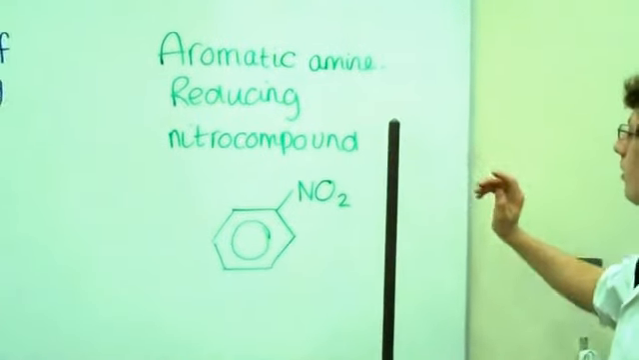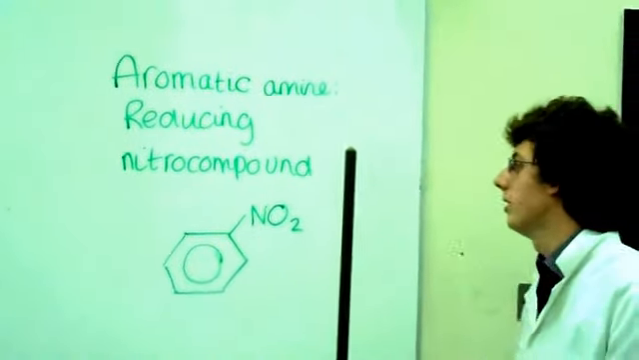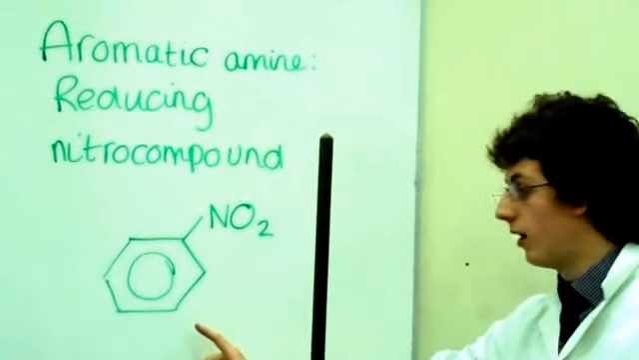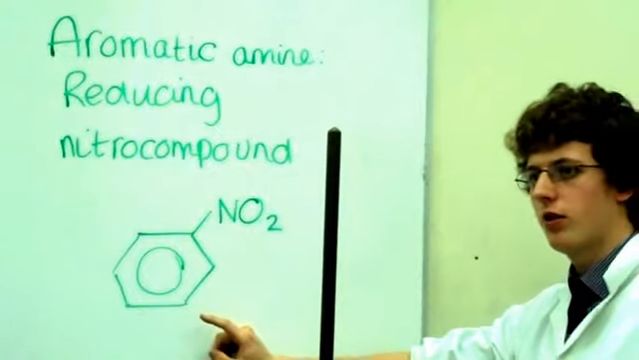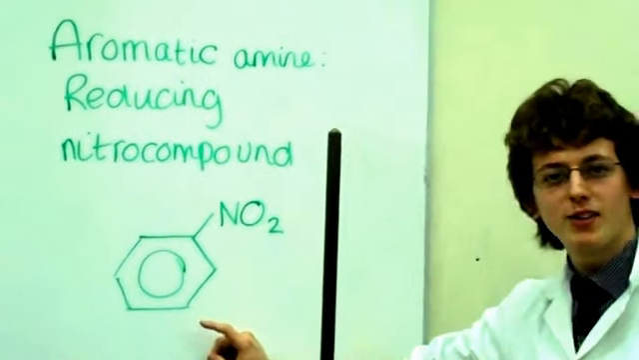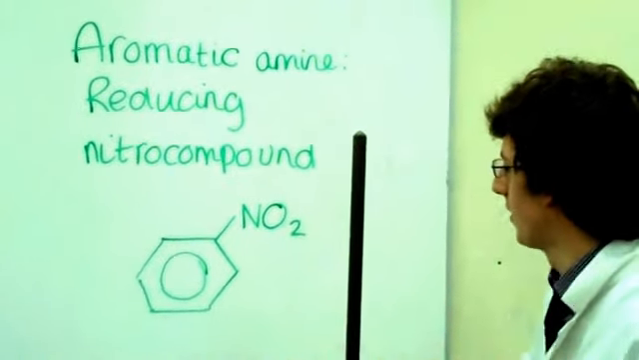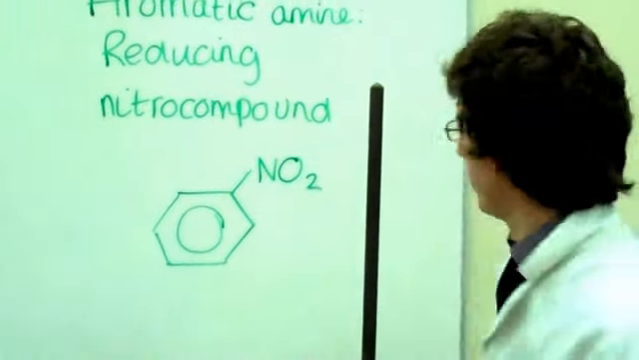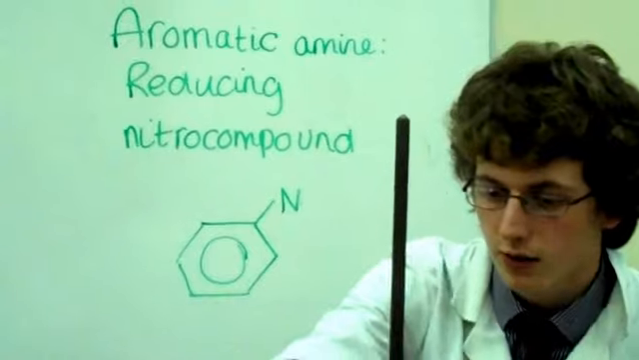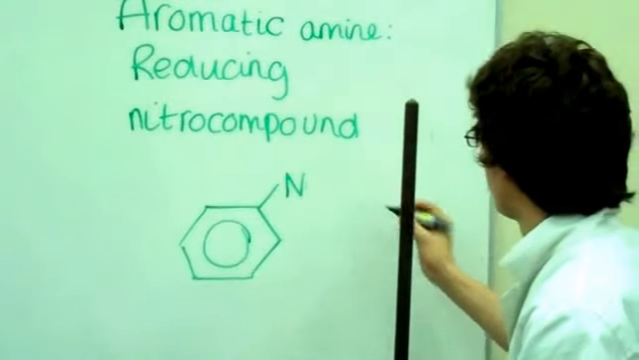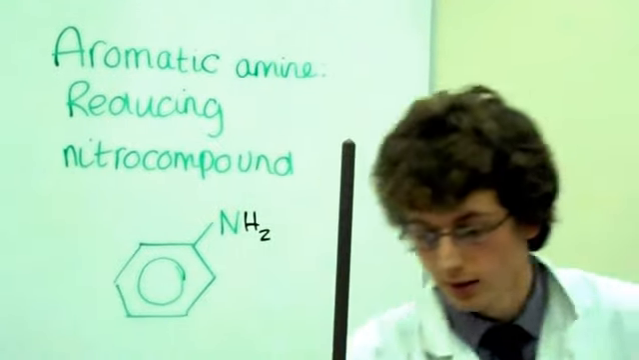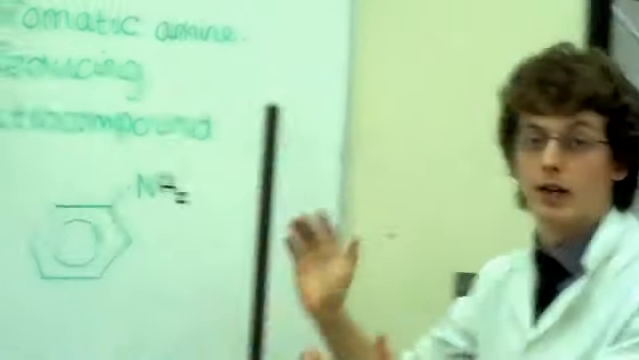Right, and then the third way of making an aromatic amine is reducing nitro compounds. So, we have our nitrobenzene, that's the one, not nitrophenol, nitrobenzene, and this NO2 group is removed and replaced with an NH2 group by reduction, which gives us our phenylamine.